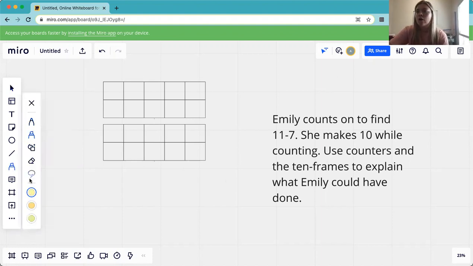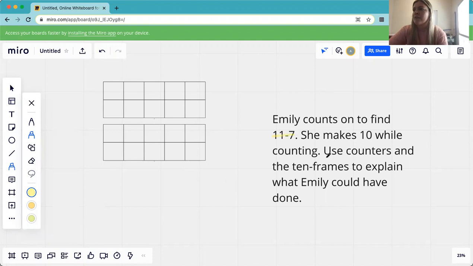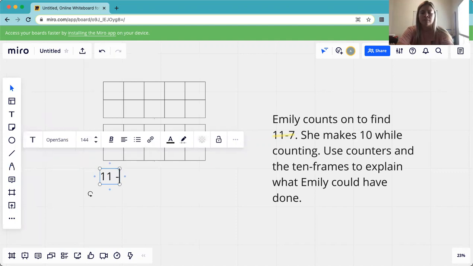First grade, sorry. We are looking to figure out 11 minus 7, and we're also talking about how making a 10 will help her count on. We're using our counters, and again, we're using our 10 frames. So thinking about this, I want to start with writing my problem out: 11 minus 7 equals, we don't know yet.